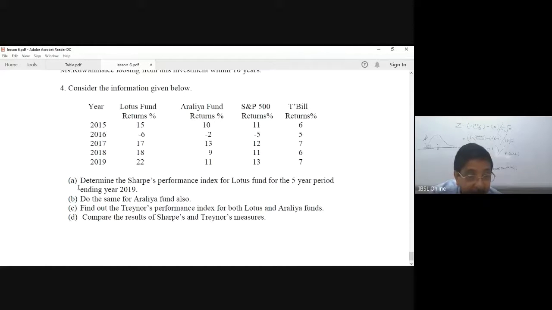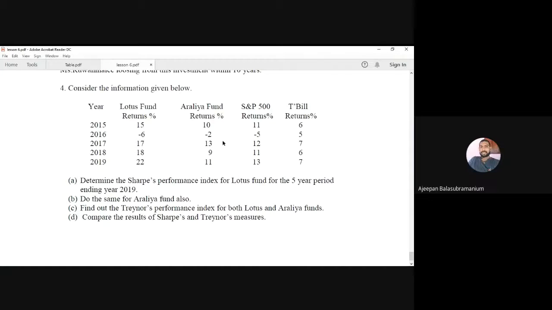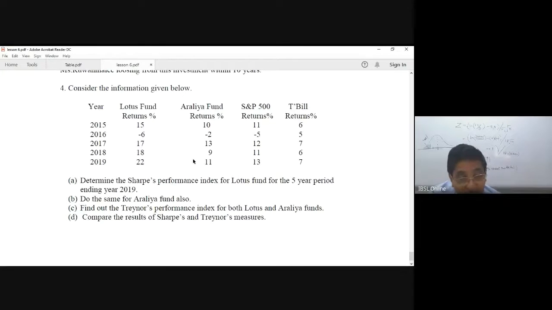But this is not as easy as it appears, because it involves some calculations where the data is not given here for some things. We need to find out those things through the available data. Right. So first of all, find the arithmetic mean of Lotus fund returns and the arithmetic mean of Aralia fund returns. Yes, do it now.